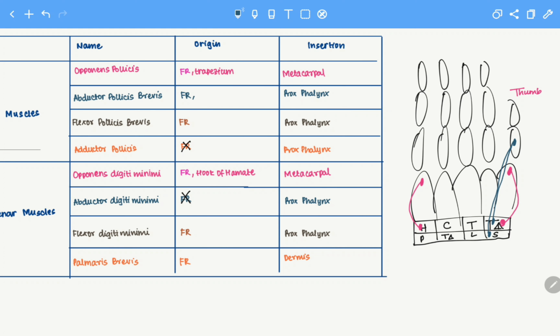So here for the pollicis will be trapezium as well as scaphoid. Now the abductor digiti minimi, again the abductor is a bit longer than opponens. We'll start behind, insert further up. So here we'll have pisiform, then we move on to flexors.